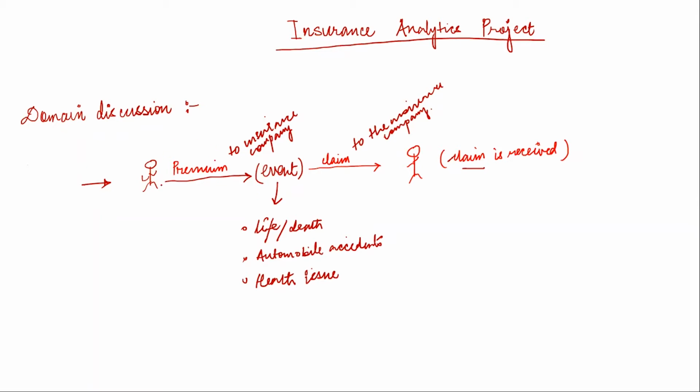So insurance is basically the business of taking money from the insured individual or a group in the form of premium, and then when the event actually happens, a claim will be made, and the claim goes to the insurance company, and the claim is received, of course, by the company, and then they will pay out, right? So insurance is the business of taking money from you and then paying out only when the event for which you're insured actually takes place.